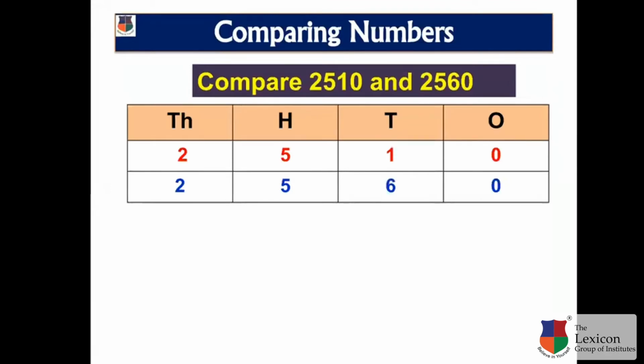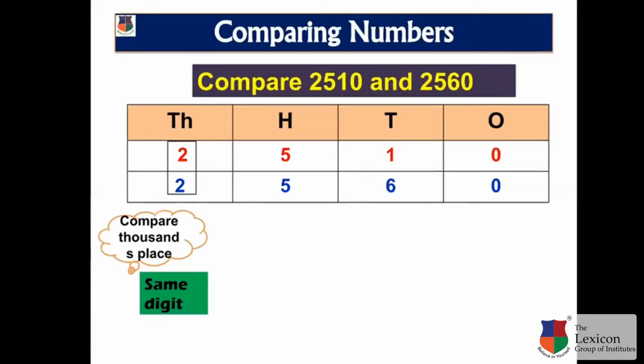When there are the same number of digits, you have to arrange them in a place value chart. The first number I have represented with red color, while the second number I have represented in blue color. So the first number is 2510 and the second number is 2560. Now we will compare step by step. First I will compare the thousands place of both numbers. In the thousands place, both numbers have the same digit, 2, correct?